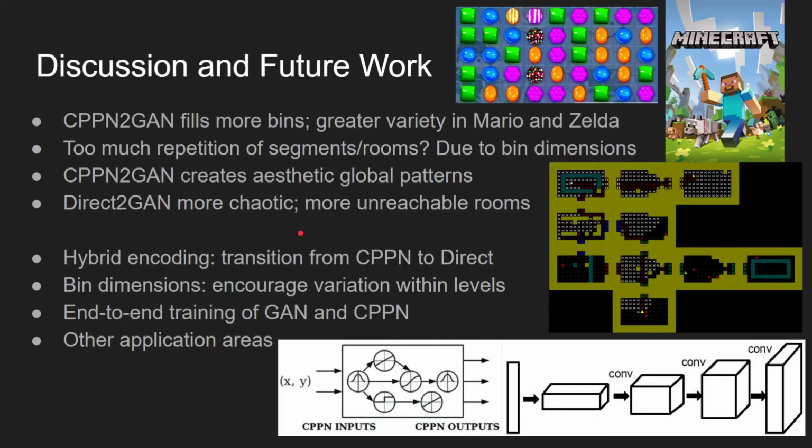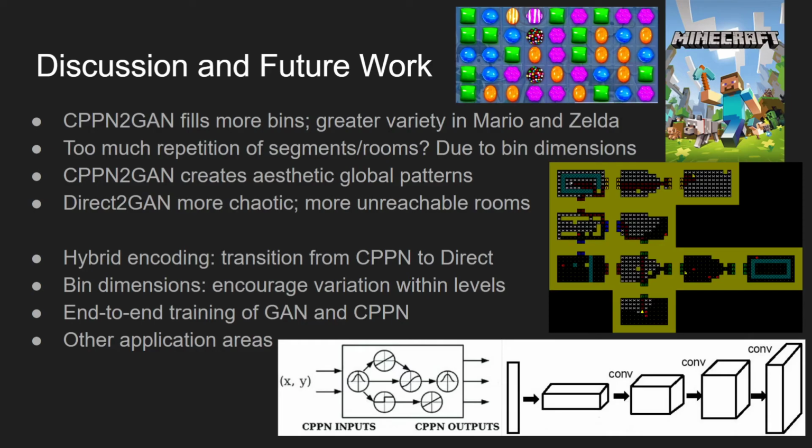So the question now is, what does this mean, and what do we do with it? So in general, CPPN-to-GAN fills more bins and so we're generating a greater variety of Mario and Zelda levels according to our choice of bins. However, there is maybe more repetition than might be desired, especially in Mario, but to some extent in Zelda as well. And that seems to be due to our particular choice of bin dimensions. We didn't pick bin dimensions that specifically enforce the notion of variation within the dungeon itself.